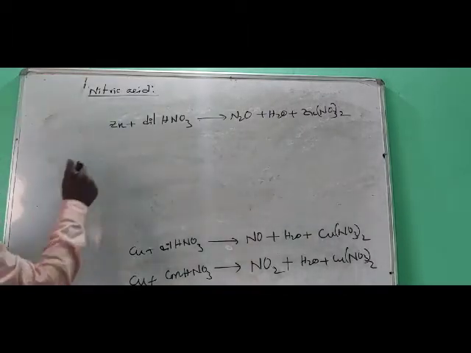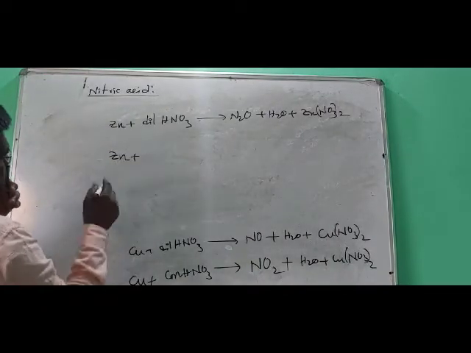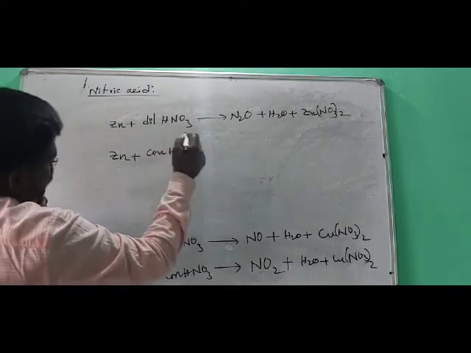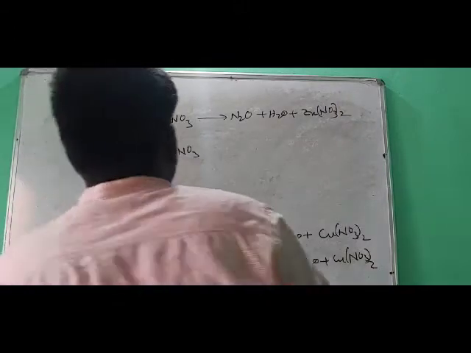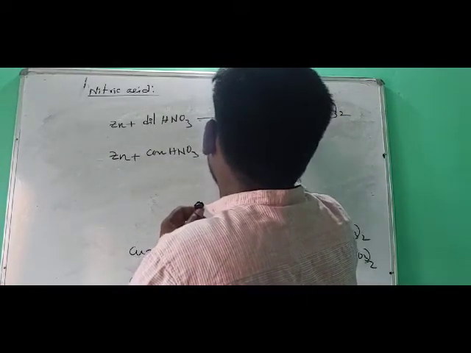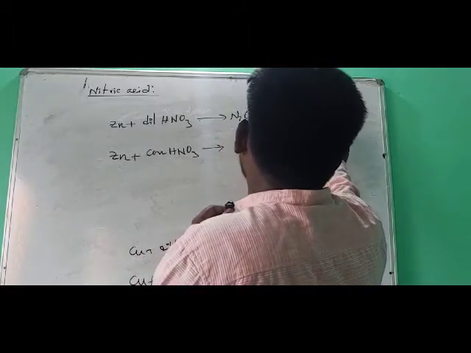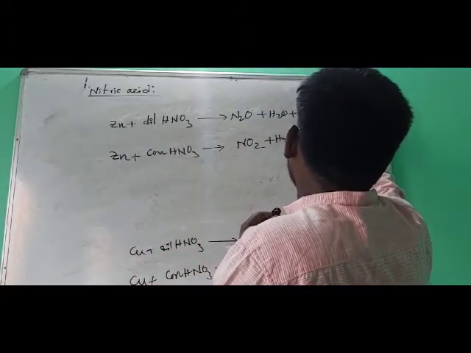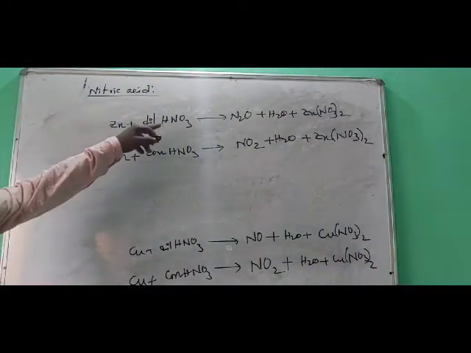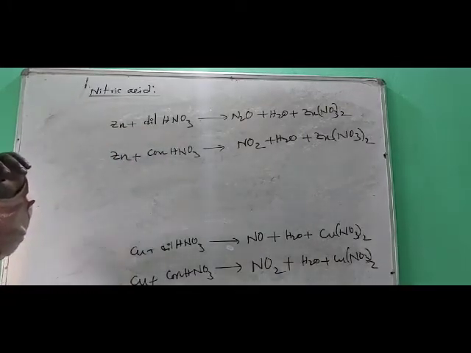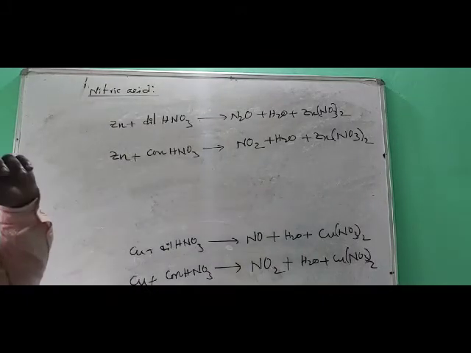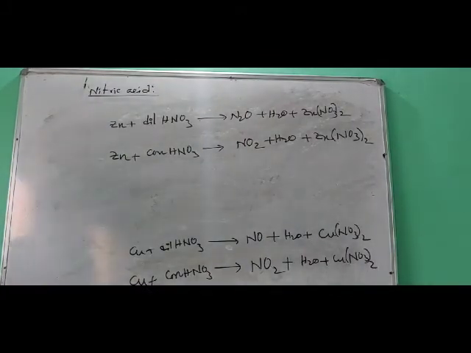And the next one, when zinc is reacted with concentrated HNO3, we can get nitrogen dioxide, water, and zinc nitrate, Zn(NO3) taken twice. Right? So when diluted nitric acid reacts with zinc, we can get N2O gas. When concentrated HNO3 reacts with zinc, we can get NO2 gas. Right?